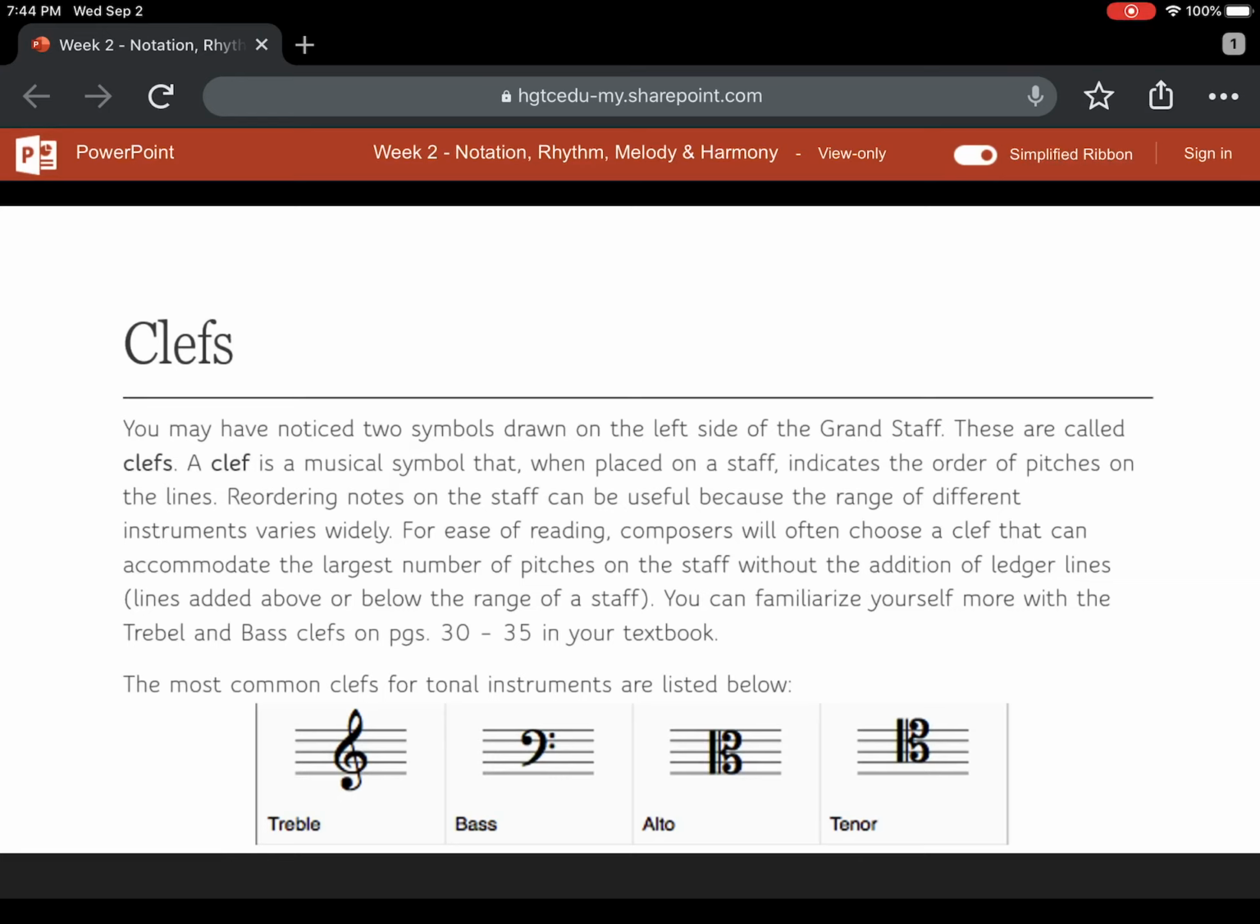Different instruments use different clefs depending on the situation. But for ease of reading, composers will often choose a clef that can accommodate the largest number of pitches on the staff without us having to add those ledger lines I was talking about. It's much easier for the musician if all the music they have to play falls within the 5 lines of the staff. If it goes too far above or too far below, it can get difficult to read. And so I, when writing music, will pick a clef that most adequately fits those pitches on there.